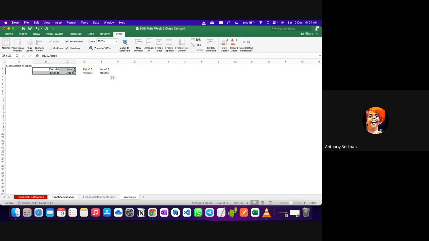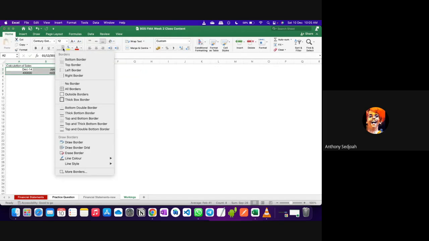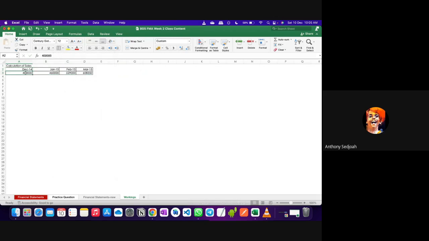So let me shift all of this to column A. I just use cut and paste. Okay. So let me apply borders and then I'll format the numbers like this.